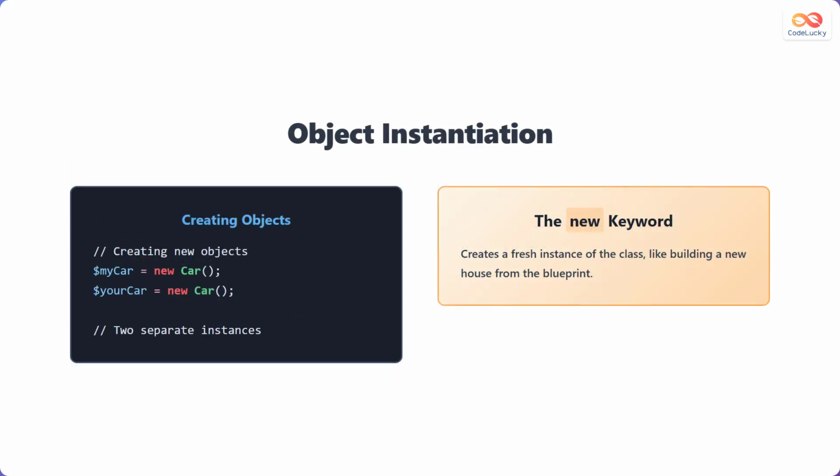Now that we have a class, how do we create an object from it? Here are some lines of code to create new objects from the Car class. We declare a variable like $myCar and assign it a new instance of the Car class using the new keyword. This creates a fresh instance of the class, just like building a new house from the blueprint. Each object is independent.